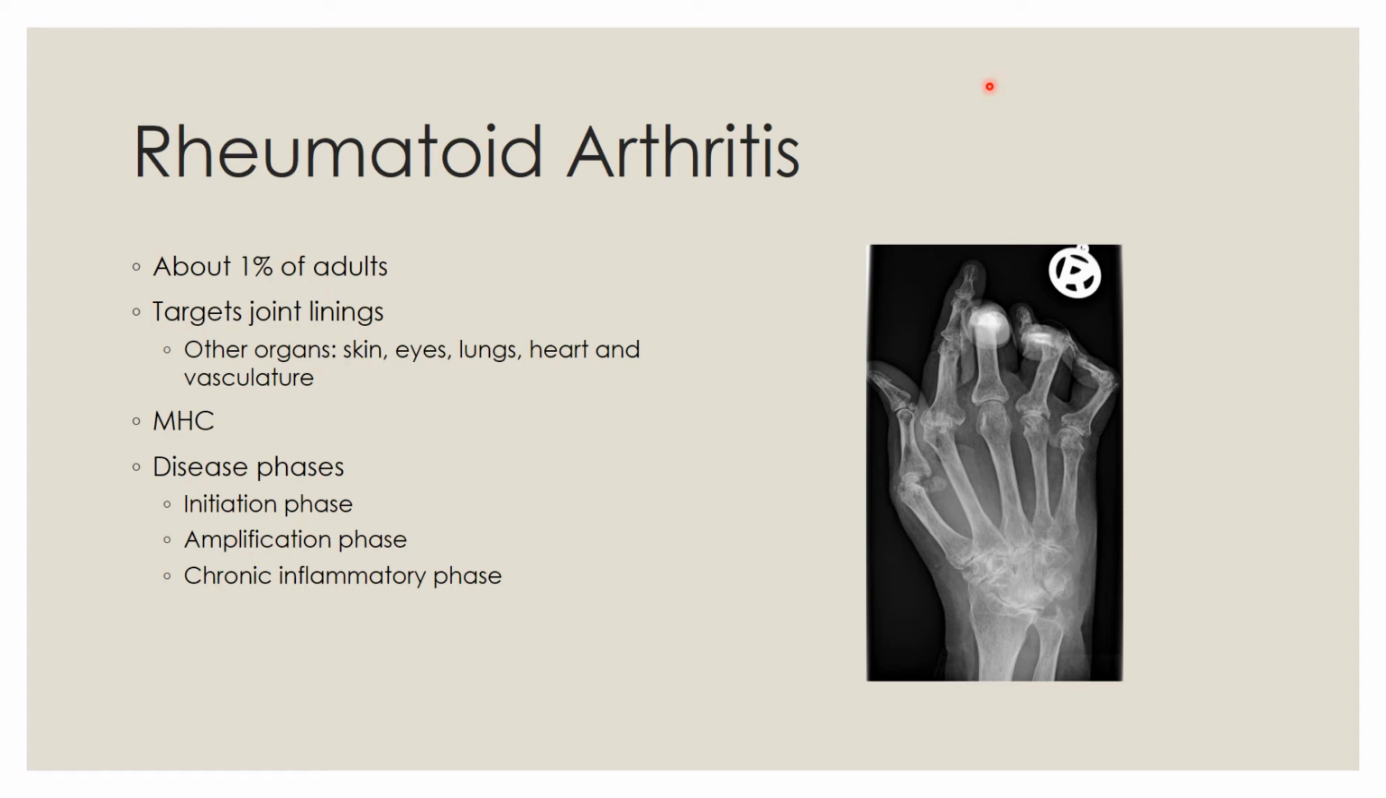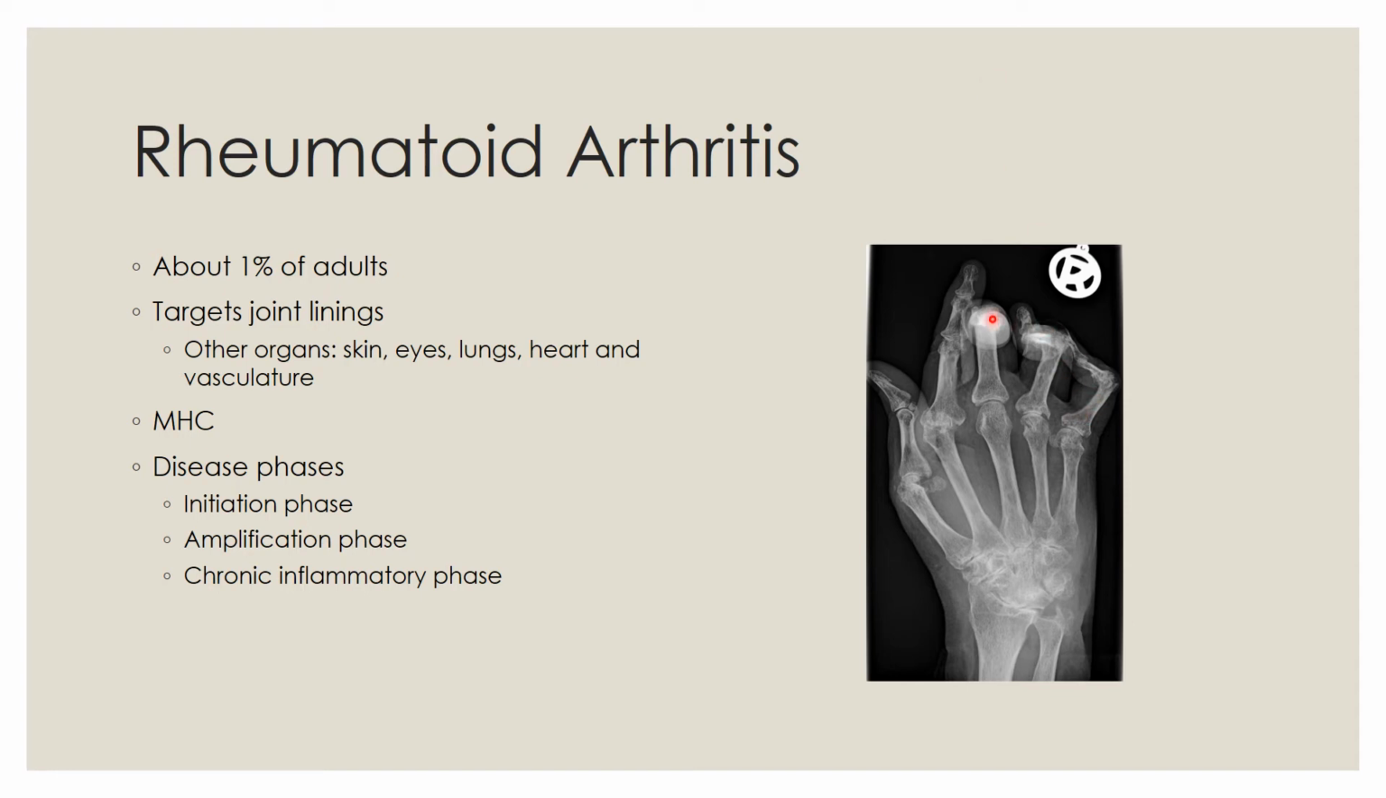But rheumatoid arthritis is different. This isn't just wear and tear. You're actually producing an antibody directed against the lining of your joints that can cause really painful swelling. It can actually lead to bone erosion and joint deformity.